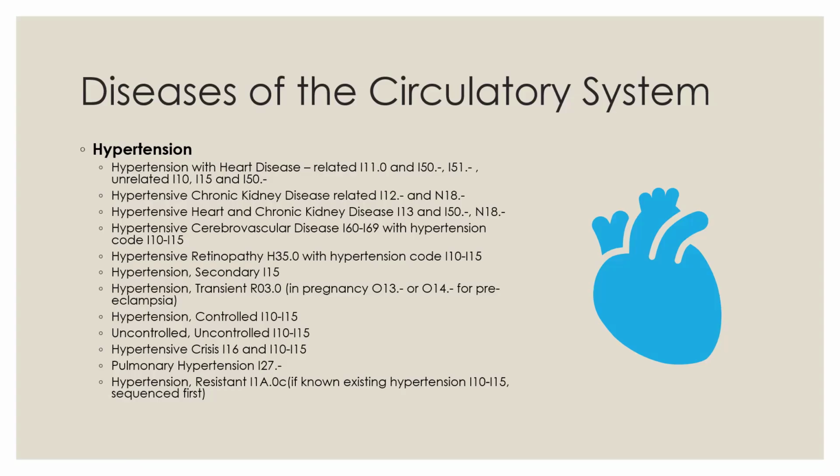Number 7, hypertension transient. You'll want to assign a code from R03.0 for elevated blood pressure reading without diagnosis of hypertension unless the patient has an established diagnosis of hypertension. Assign code O13 for gestational or pregnancy-induced hypertension without significant proteinuria, or O14 for preeclampsia for transient hypertension of pregnancy.